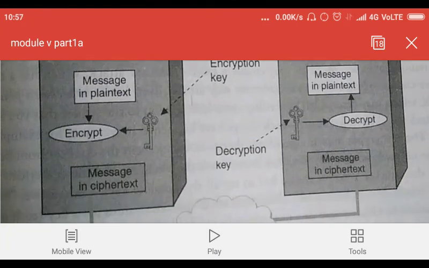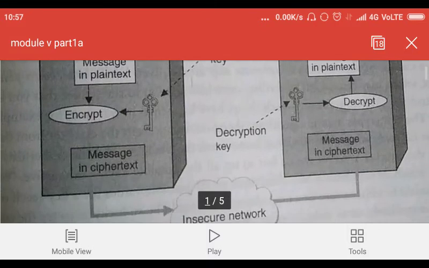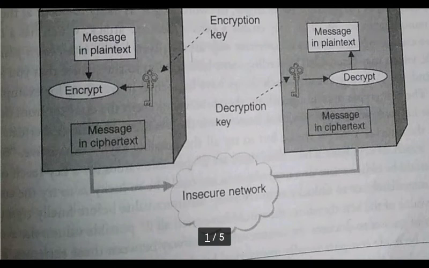That message is going to be encrypted with the help of one particular key, called the encryption key. After that encryption, you call it the cipher text. This cipher text is going to be transmitted through the network, that is an insecure network. It is not secure. You are transmitting to the internet, to the outside world. So this cipher text is transmitted over this insecure network and reaches the destination.